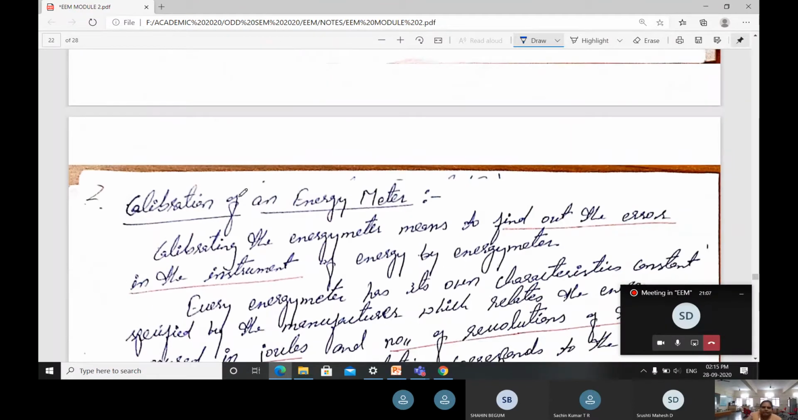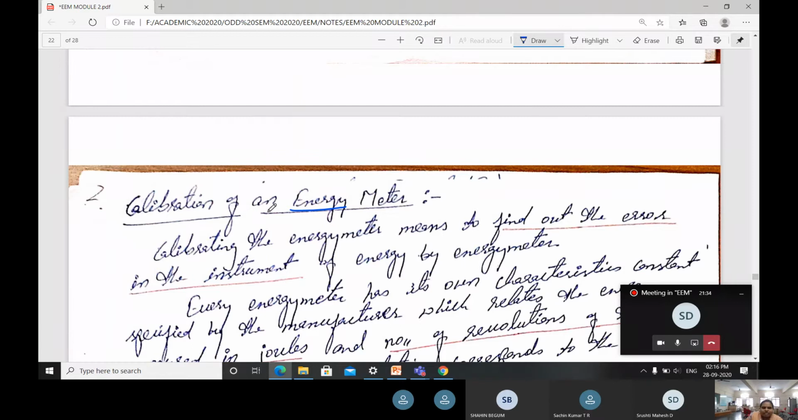Calibration of an energy meter. What is the equation for energy? If I ask how you are going to measure the energy, it is the power consumed over a certain time period, how much power is going to be consumed, that we can call the energy. For that reason, an energy meter is going to be used.